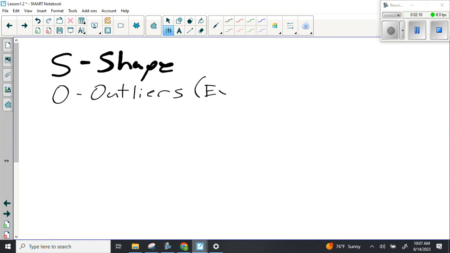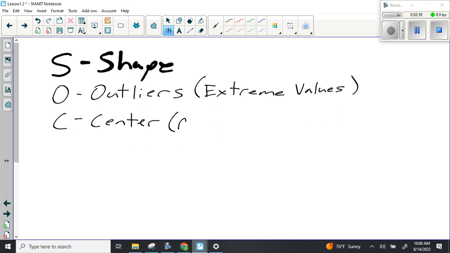We could also say some sort of extreme value because we don't know how to calculate outliers yet. So let's say it's an extreme value. You can't really say it's an outlier unless you have done the calculations to show that it is an outlier, and there are such calculations. C stands for center. So we want to describe mean or median, depending on whether the distribution is skewed or roughly symmetric. And then the last one is a measure of spread.